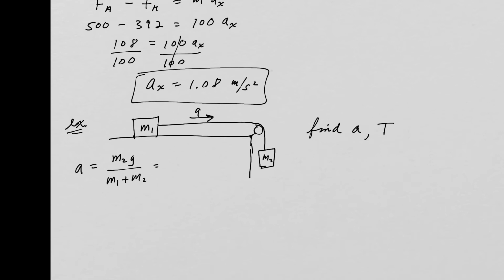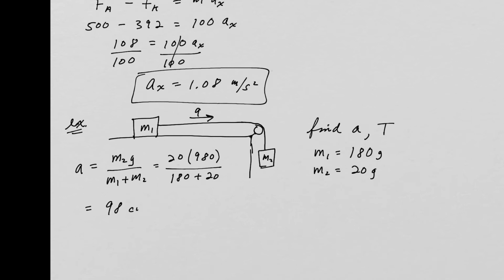So in this case, let's say we're told that M1 is 180, and it was grams, right? We use CGS units in this part of the lab, and then M2 is, say, 20 grams. So if I know that, I just plug in, right? So M2 is 20. You have to be careful, since we're in CGS units, remember G is 980, right? It's not 9.8, it's 980, divided by 180 plus 20. If you work that out, you're going to find that this is 98 centimeters per second squared. So that's the acceleration.